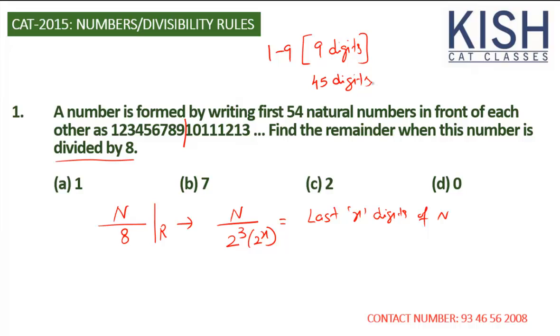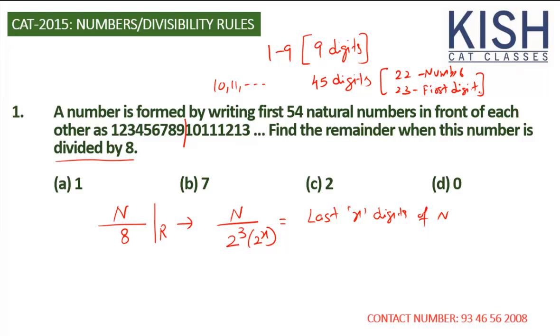Now after 9, we are going to write 2-digit numbers. Once we write a number, let's say 10, we are writing 2 digits. So from 10, 11, 12, we need to write 45 digits. However, we cannot write a complete number at the end because it's a 2-digit number. Whenever we write a number, we need to write its 2 digits. Since we need to write only 45 digits, we can write 22 full numbers, and then the 23rd number's first digit.